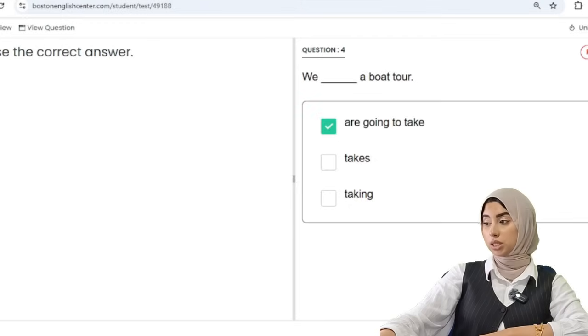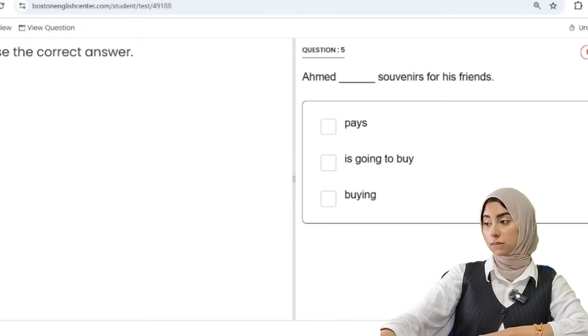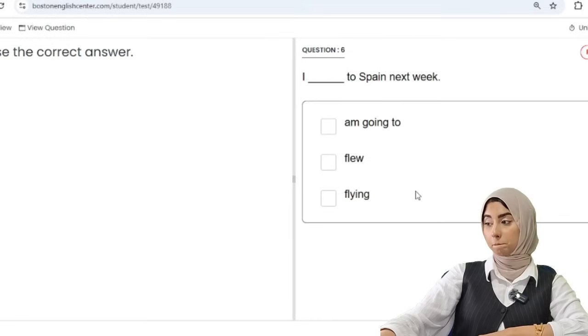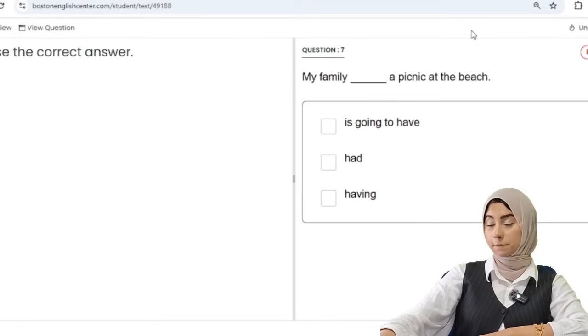Okay, 5, Ahmed is going to buy souvenirs for his friends. Good. Yes, yeah, I'm going to fly to Spain next week. 7, my family, yes, is going to have a picnic at the beach. Thank you so much. Okay. All right, and let's see you in the speaking part.